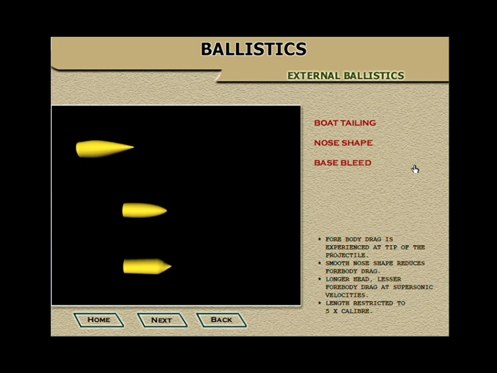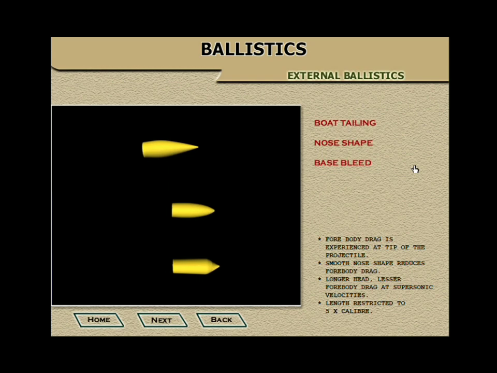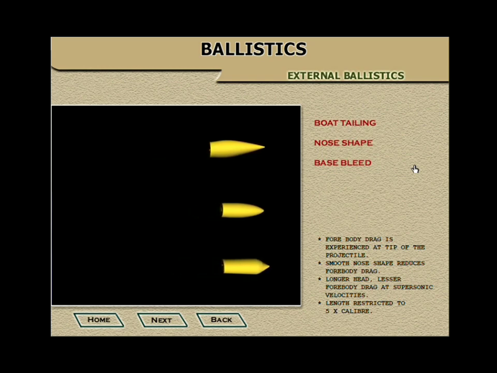Nose shape. The forebody drag is experienced at the tip of the projectile. A smooth nose shape reduces forebody drag. The longer the head of the projectile, the lesser forebody drag is experienced at supersonic velocities. However, the length of the projectile is restricted to 5 times the caliber.